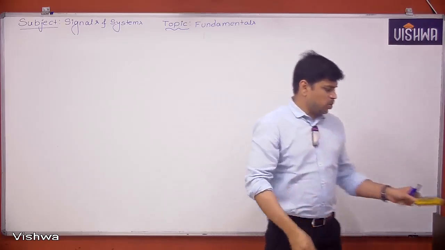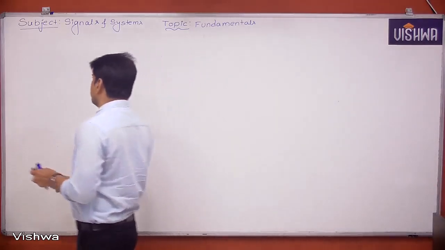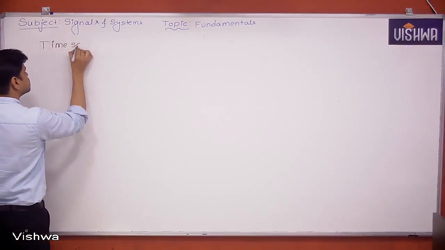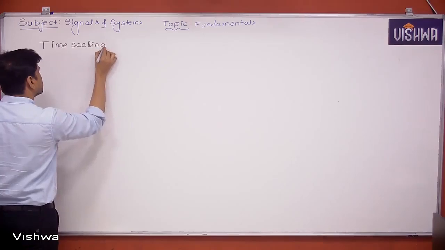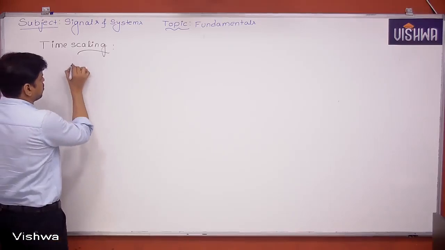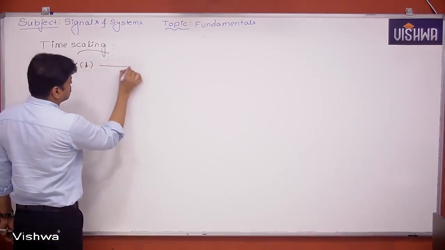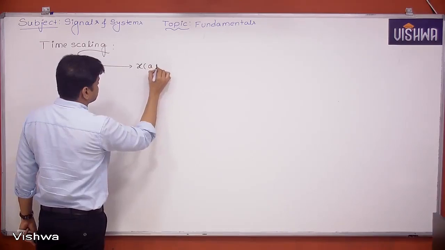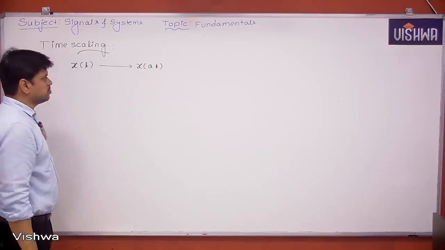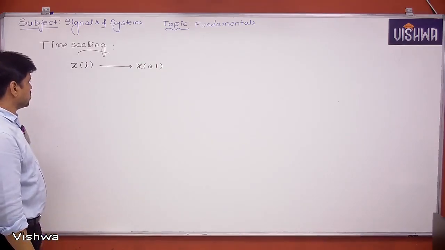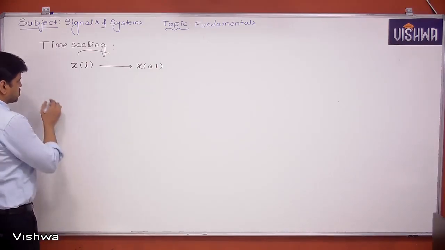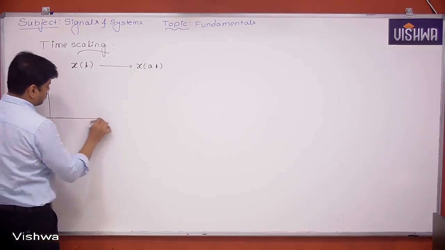Next operation we have to see is the time scaling operation. If you know x of t, and from this you find x of at, it is called the time scaled version of x of t. Now let's see, here we have two cases. What are the two cases? You can understand easily. Again, I am taking the same example.